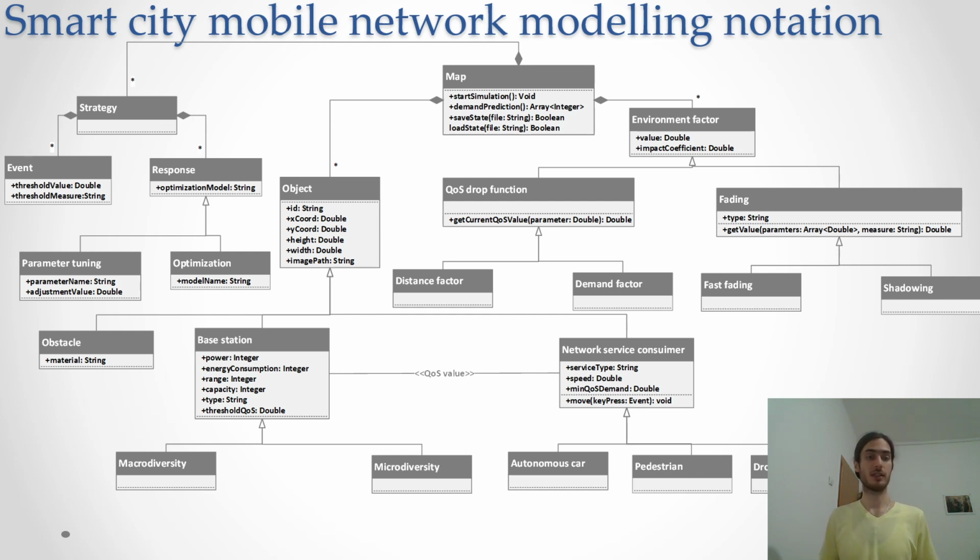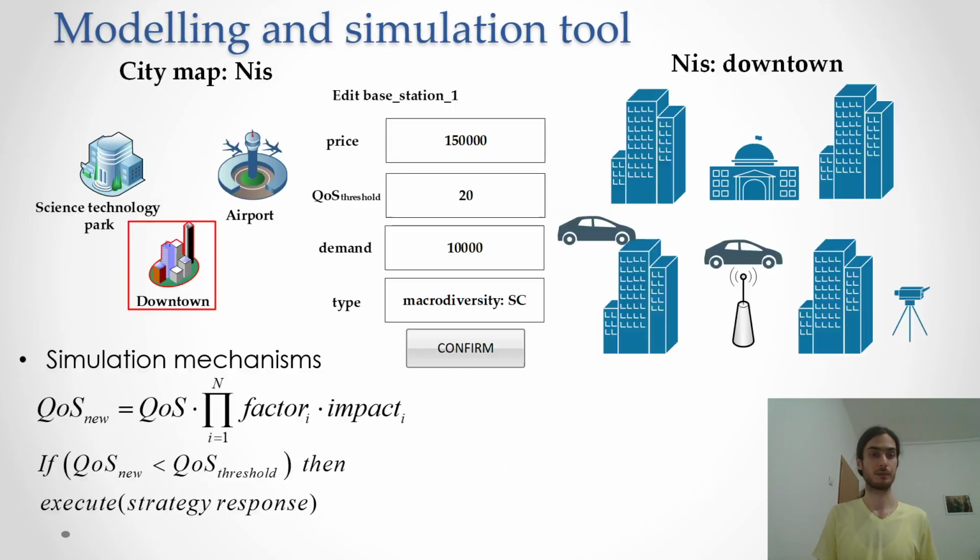It has an event, which is some change in the environment that triggers the strategy. On the other side, we have the response, which is a parameter tuning approach or execution of a particular optimization procedure. This event is modeled by a threshold value for quality of service. If the value drops below it, then a corresponding strategy will be taken.